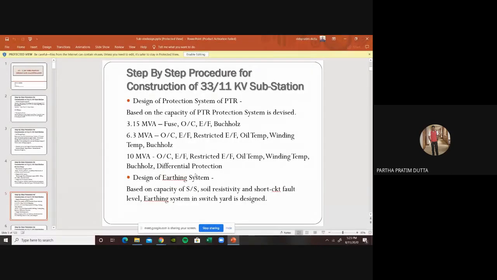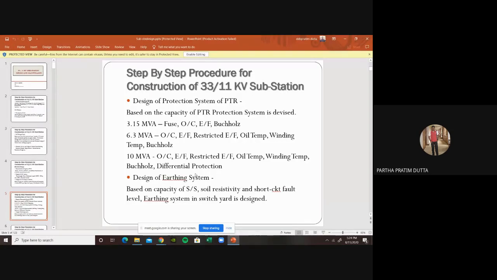I think development of the gas in the inner core, as well as the winding and oil temperature, to protect all these particular parameters, usually Buchholz relay and 3.15 MVA of transformers. But in case of 6.3 transformer, definitely we introduce another protection system that is called restricted earth fault, and oil temperature and winding temperature usually give the protection.